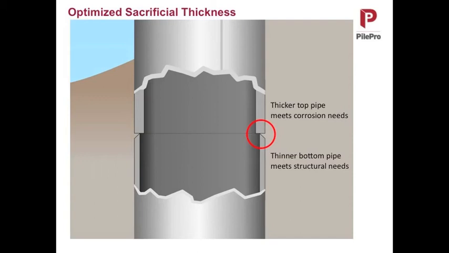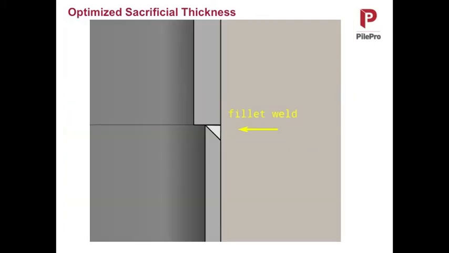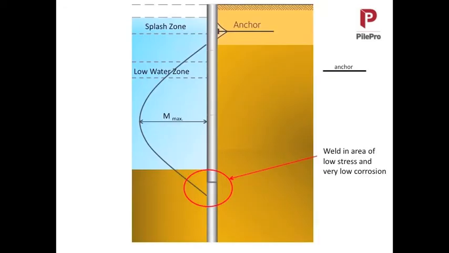You have a thicker top pipe to meet the requirements in that splash and low water zone, and at the bottom you have a thinner pipe that meets the structural needs all the way through. So you haven't got that extra sacrificial thickness where you don't need it, you just have it at the top area, and that keeps your costs down. It's a simple structural weld. That weld is usually below the seabed where your stresses are low, where the corrosion effects are low, and it becomes a very effective, simple system.